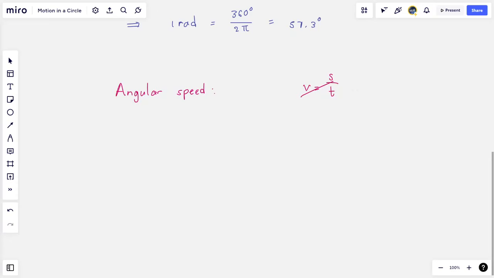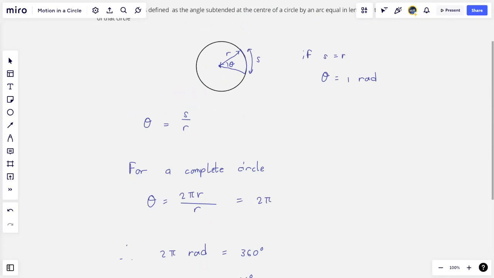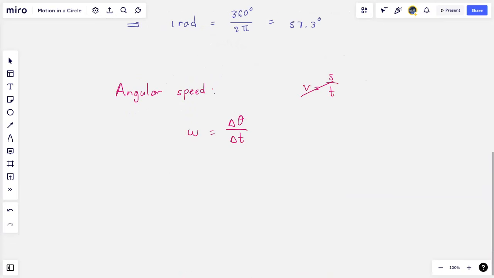But my angular speed is going to be given the Greek letter omega. Looks like a small w. And omega is the number of thetas I cover per unit time. The amount of thetas, or the angle by which I walk across the circumference of the circle per unit time.